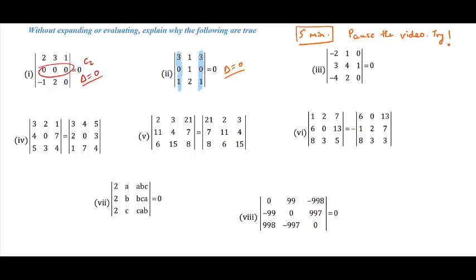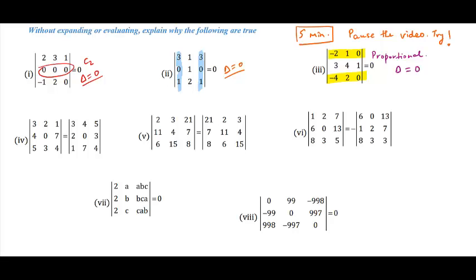Now we come down to the third part. So in the third part, if you observe carefully, the first row and the third row are proportional. First row and the third row are proportional. And if 2 rows are proportional, the value of the determinant is again 0. So that justifies.